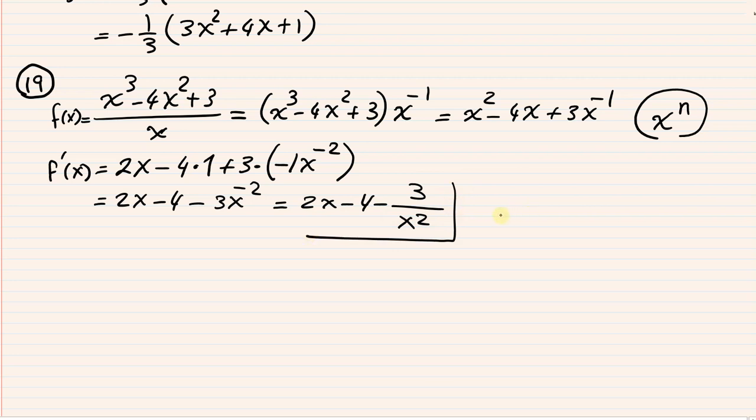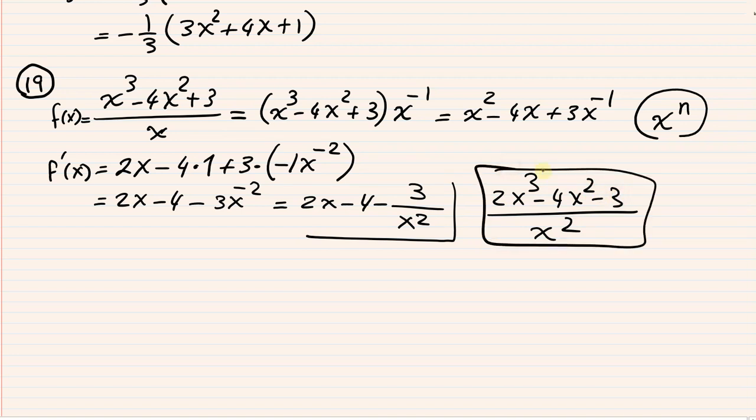You don't need to, not for my purposes, get the LCD and write 2x cubed minus 4x squared minus 3 over x squared. If you did, that's above and beyond. But that last step is not necessary. The answer just prior to that is good enough for my purposes, as long as we don't use negative exponents.